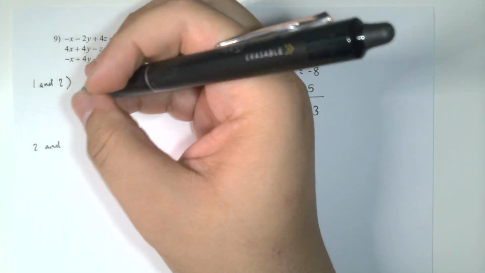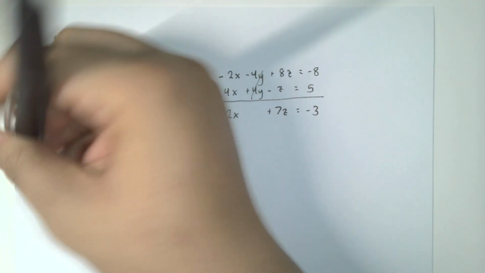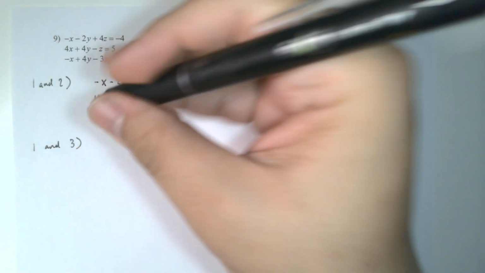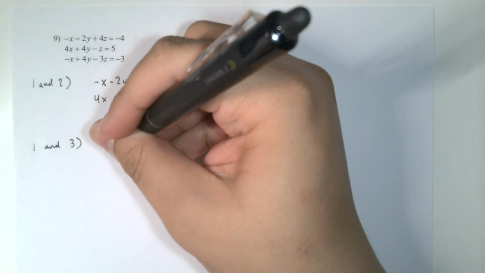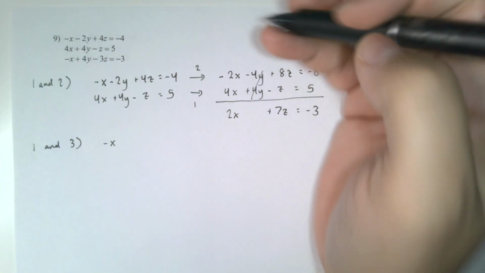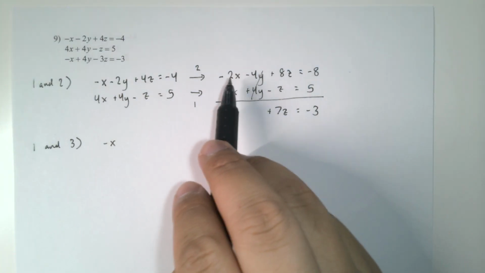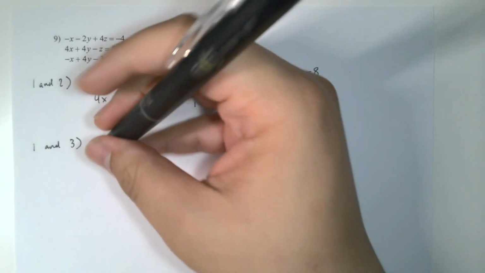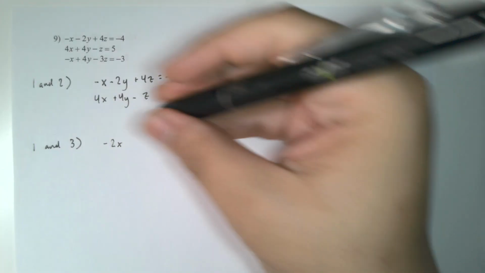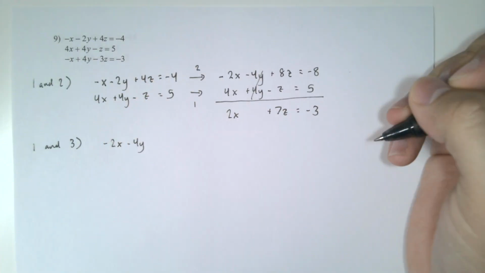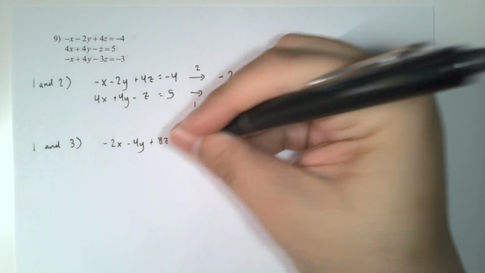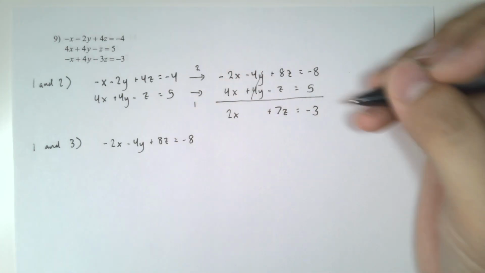So using 1 and 3, that means we have, again, negative, and I'm multiplying it by 2. I'm just going to write down this equation that we got over here. No need to write this whole thing again. So it's just minus 2x minus 4y plus 8z is equal to negative 8.